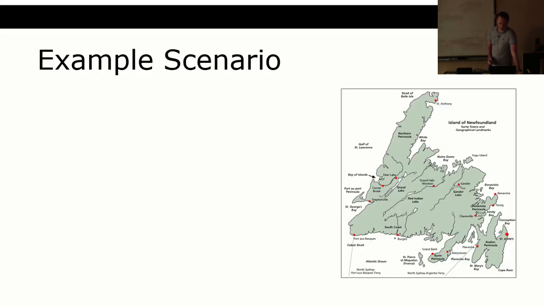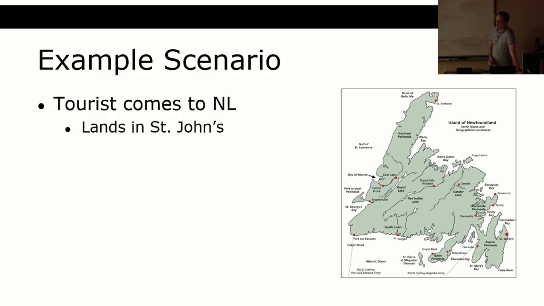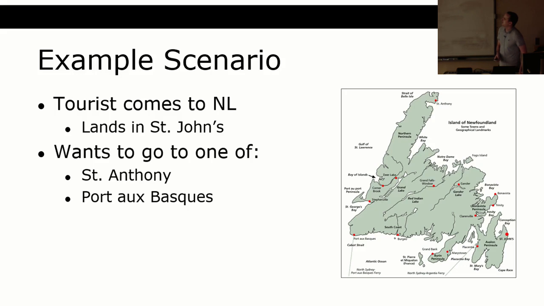So let's look at a sort of homegrown example here. Let's say that a tourist comes to Newfoundland and lands in St. John's. So hopefully you're all familiar with the map of Newfoundland. Down here we've got someone who lands in St. John's, and that person wants to go to one of the following: either St. Anthony, which is up here in the very top. If you ever go for a vacation, it's a very interesting place to visit. Or they want to go to Port aux Basques down here, where there's a ferry that can take you to the mainland. Both are really interesting places in the province.